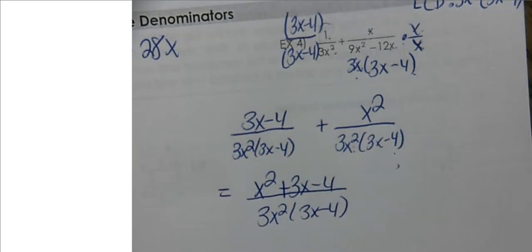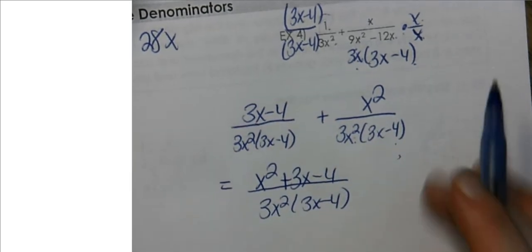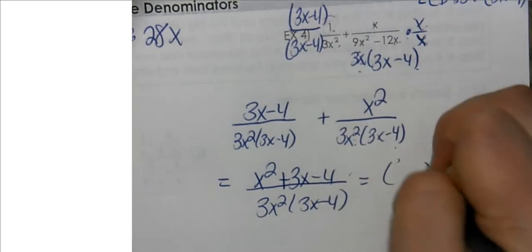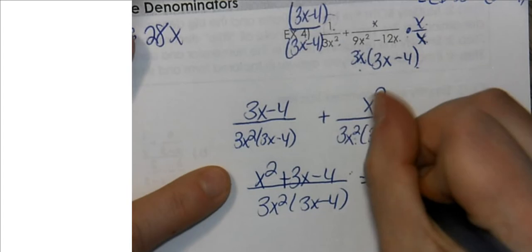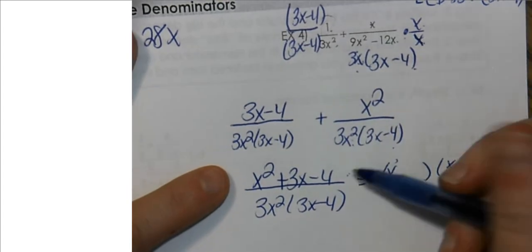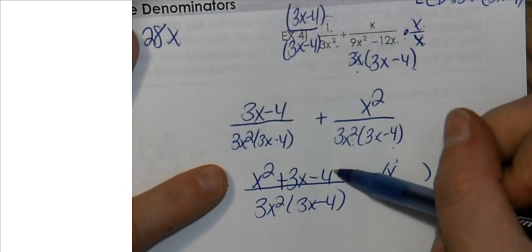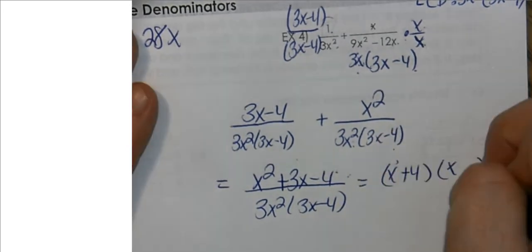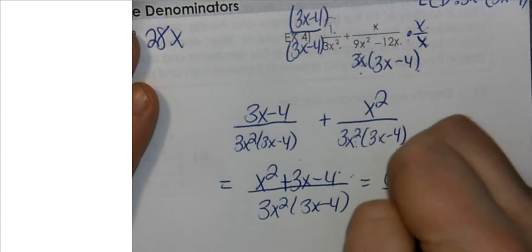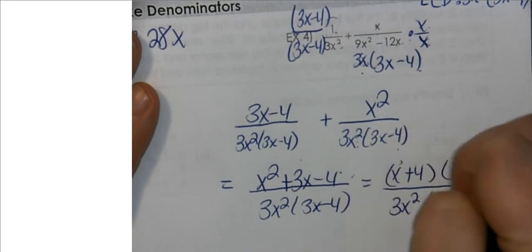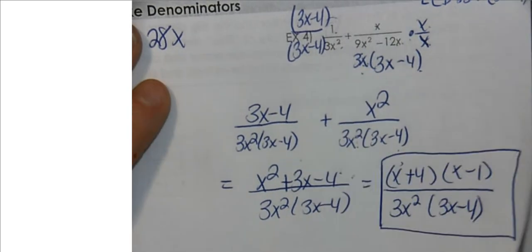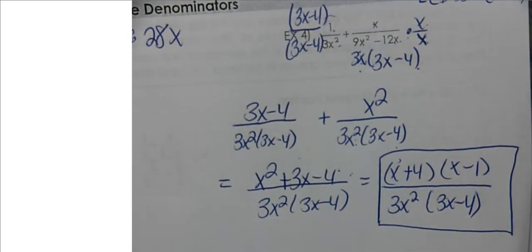Always make sure you leave your final answer in factored form, and I'm going to try to factor this numerator. Splitting apart the x squared into an x and an x, I have to ask myself what two numbers multiply together to equal negative 4 and together add to equal positive 3, and that's a plus 4 and a minus 1. This is all over 3x squared times 3x minus 4. This is our final answer. If there was more to simplify, the expectation is that you do so, but if you can't, then you don't.